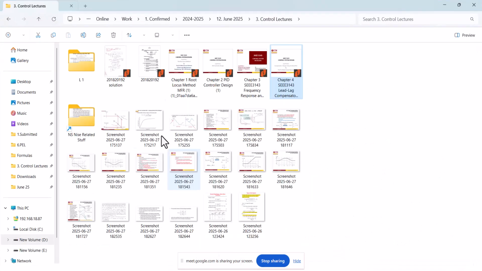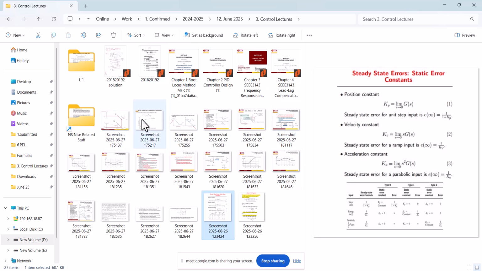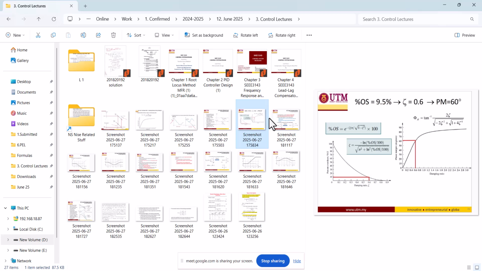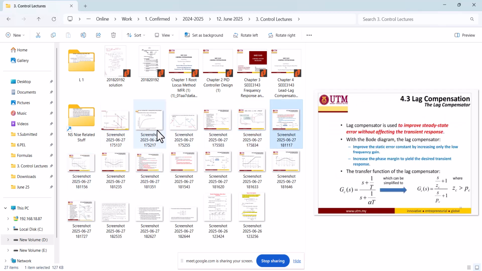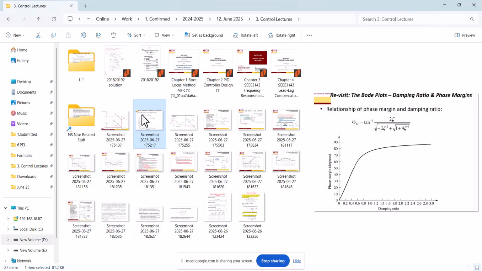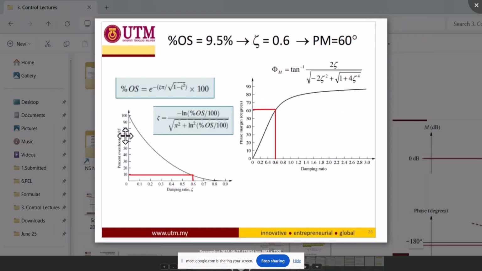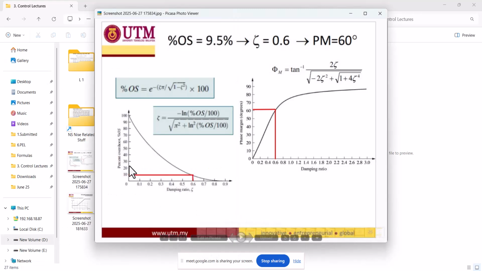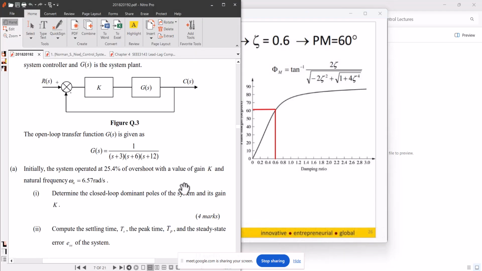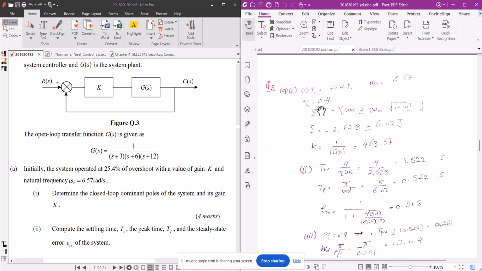Let me show you some formulas. Here we can see the formula for percentage overshoot. Our percentage overshoot is 25.4, so it gives us a zeta of about 0.4. He has used the 0.4 solution here. Omega n is given as 6.57.